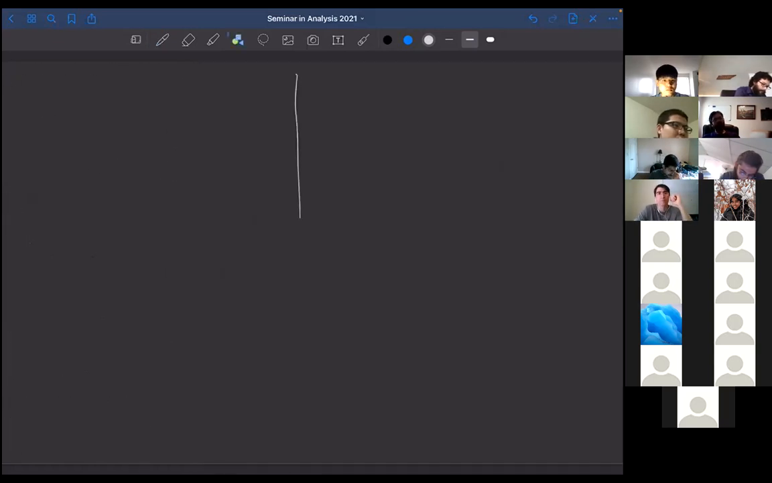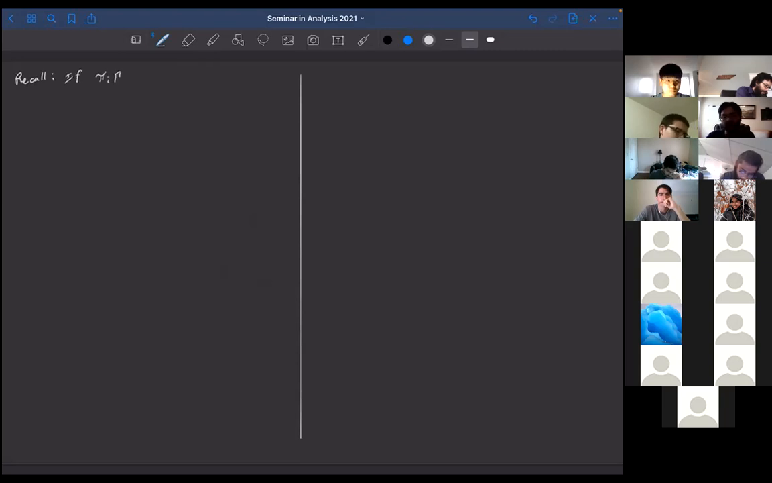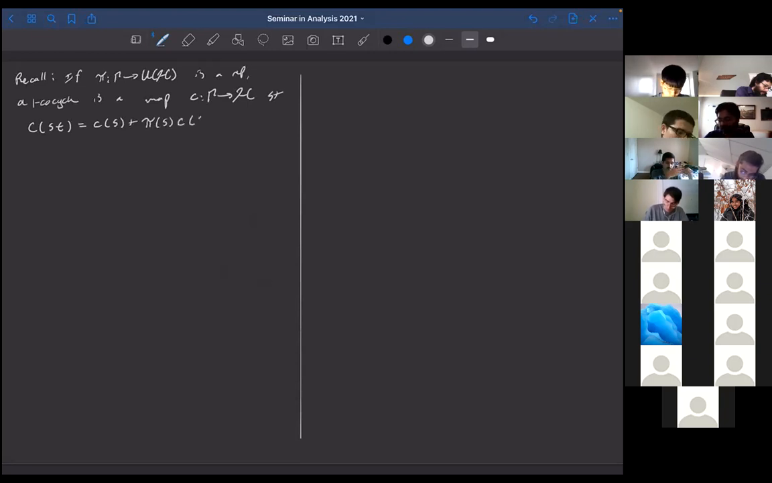So recall that if pi is a representation of the group, a cocycle, or a one cocycle, is a map C from your group to the Hilbert space H, such that it satisfies this cocycle relation, that the cocycle of a product ST is the cocycle of S plus pi of S applied to the cocycle at T. So that's the cocycle relation.